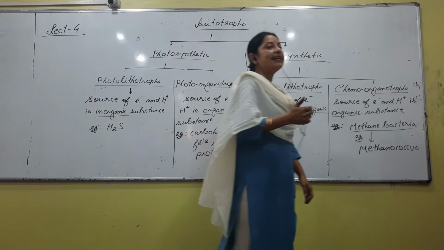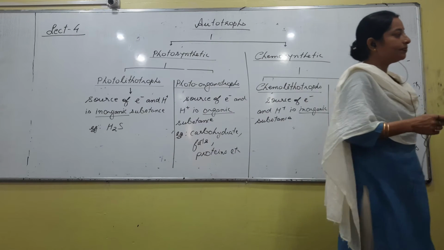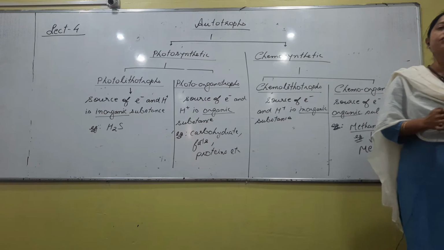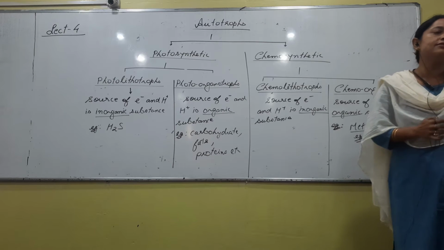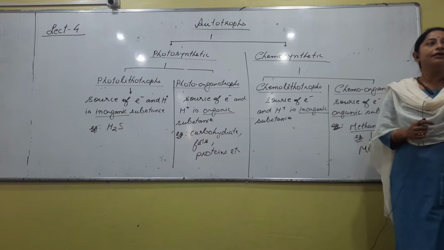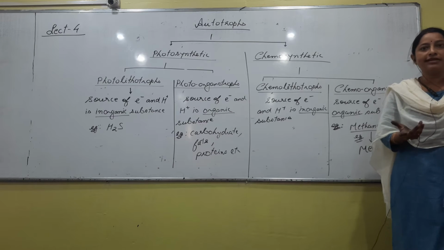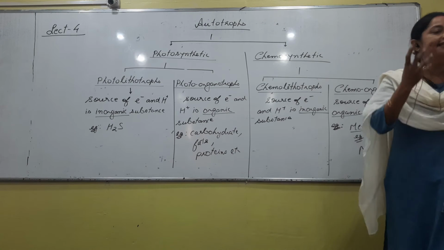Exactly. So in case of plants, what is the source of electron and proton? It is the water molecule. You have heard something called photolysis of water. Right, in photosynthesis, you have talked about photolysis of water. We know light is important.